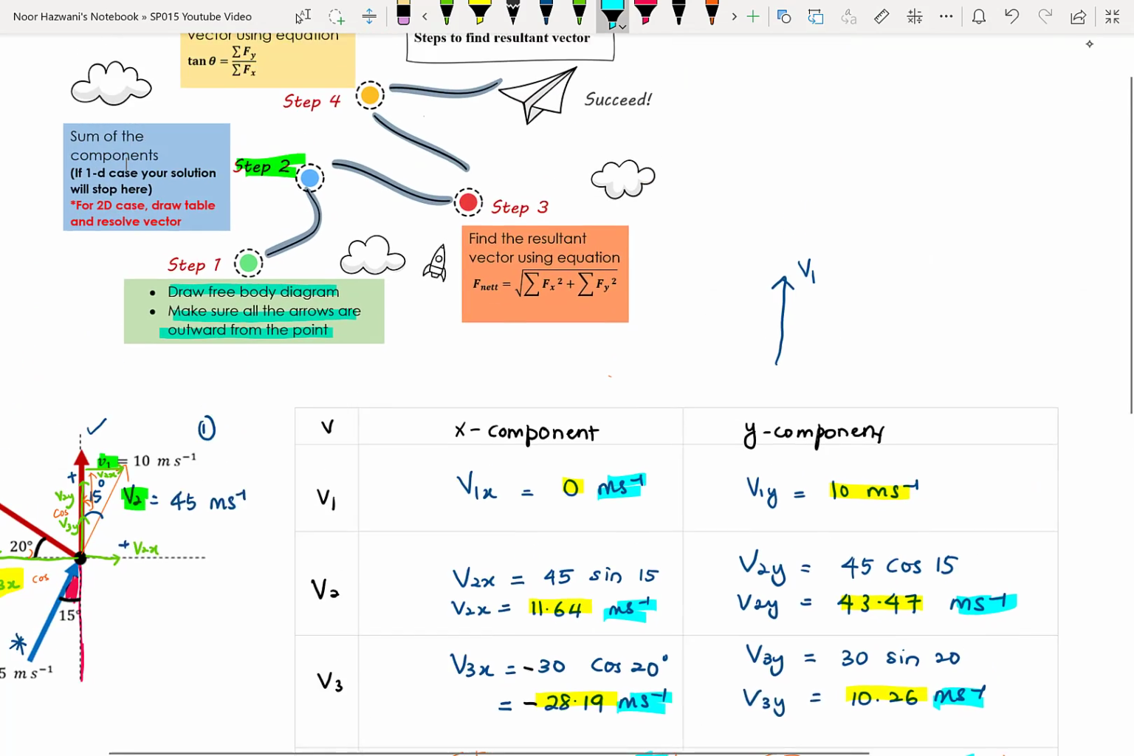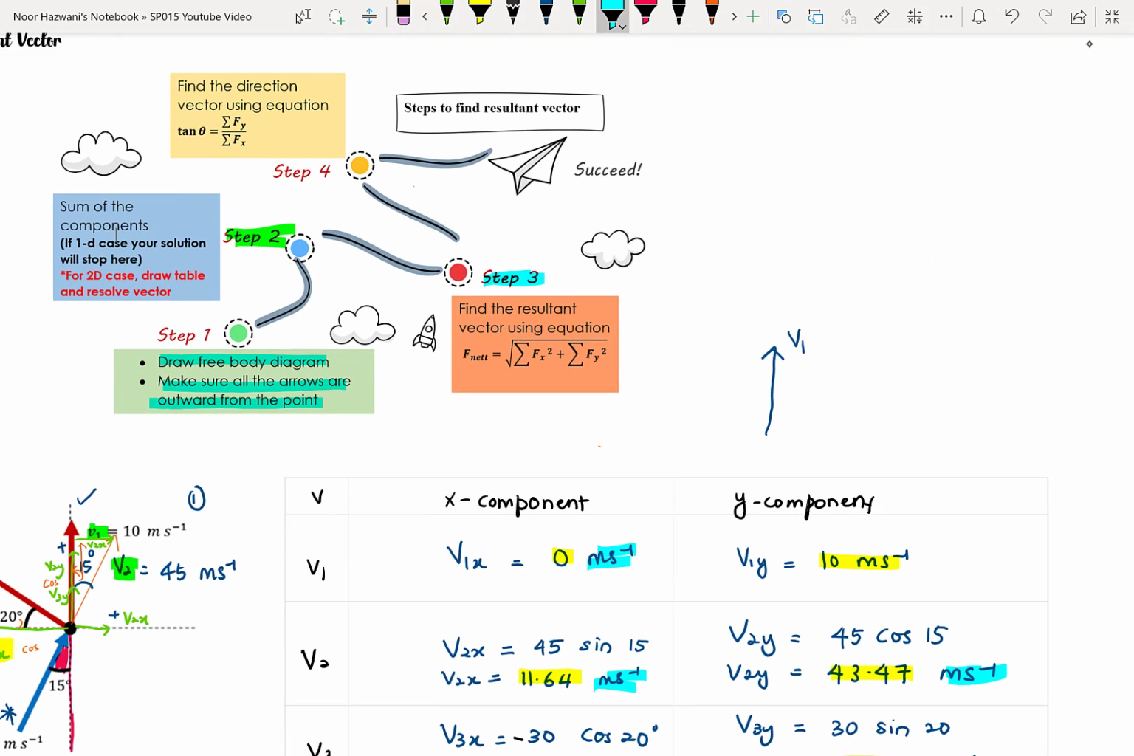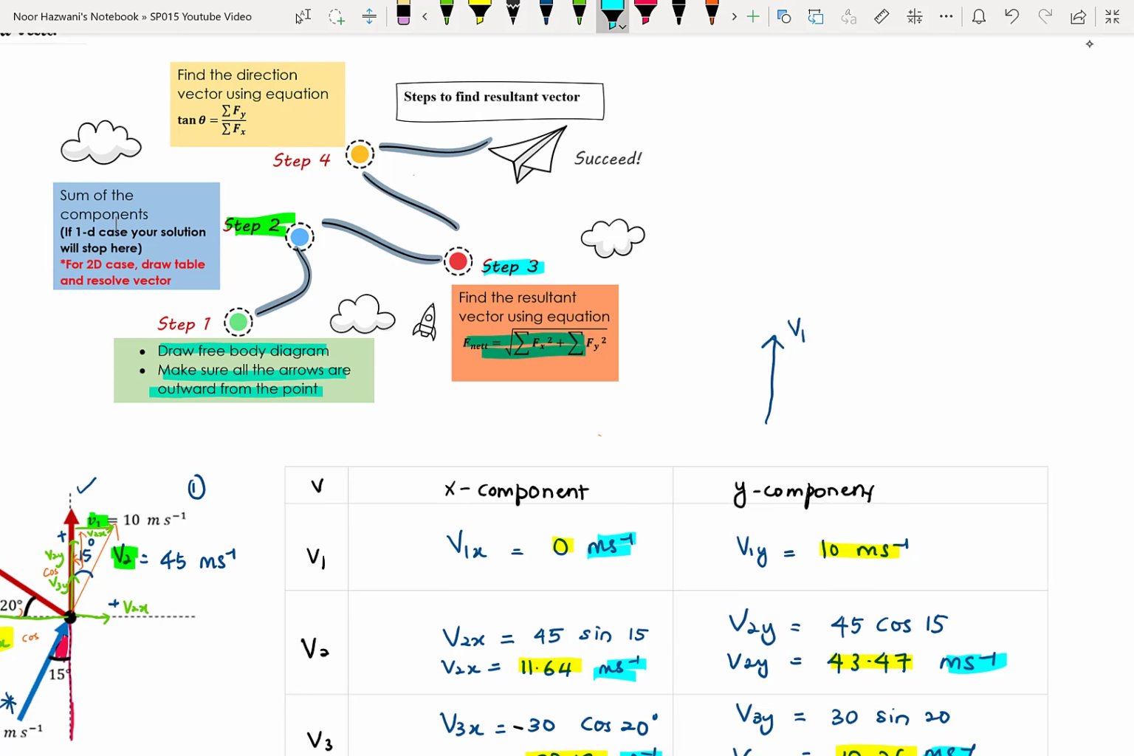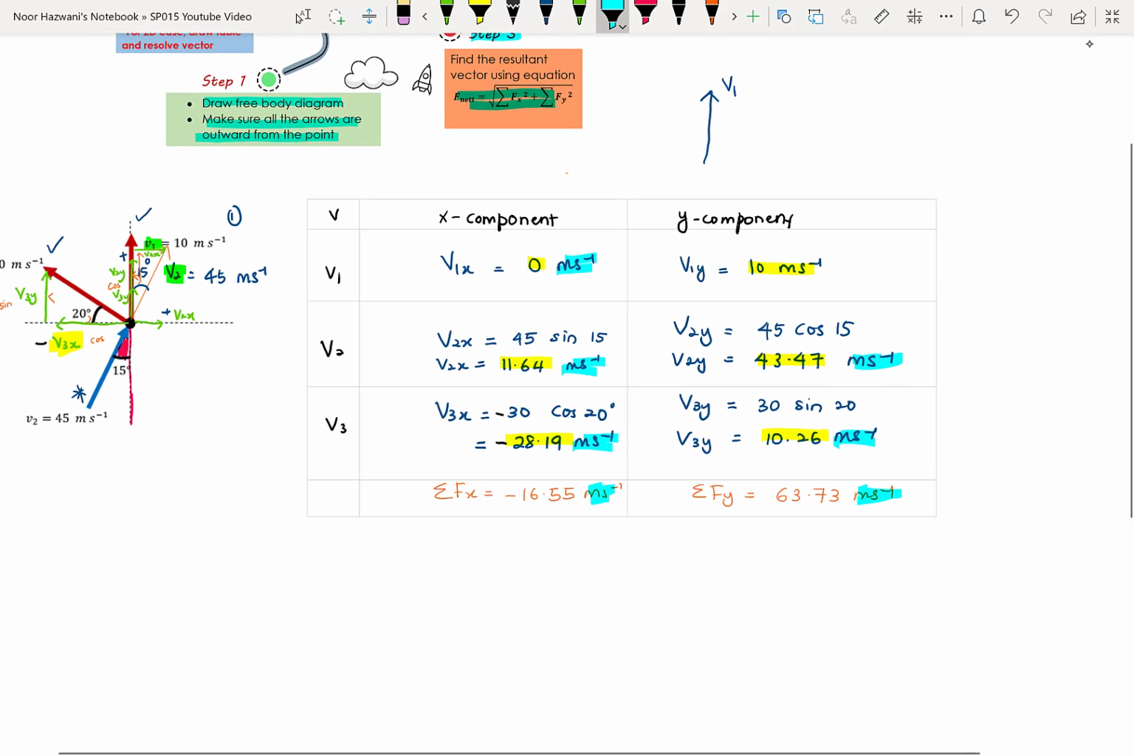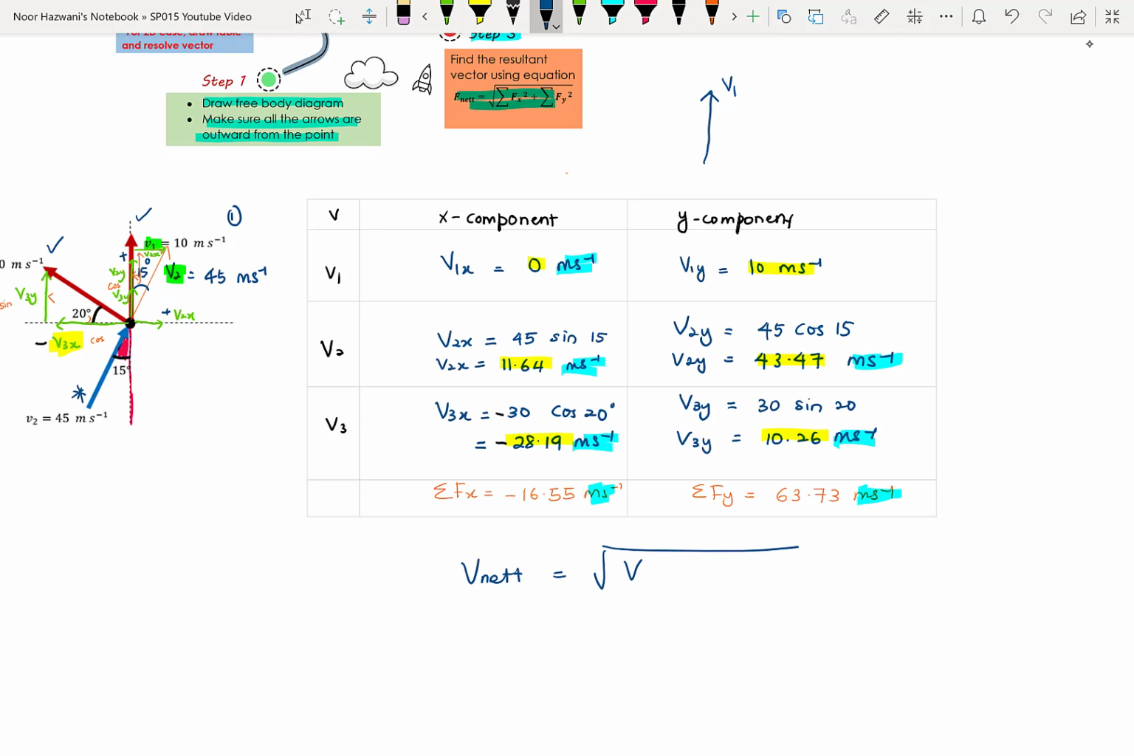Okay, and then after that, going to step number 3, apa yang kita kena buat? Kita kena cari resultant vector. But then remember, our quantity is velocity. So, bila nak cari velocity, so you akan guna V-net lah. You jangan tulis F-net. Salah lah. So, dia akan jadi summations of Vx squared plus summations of Vy squared.